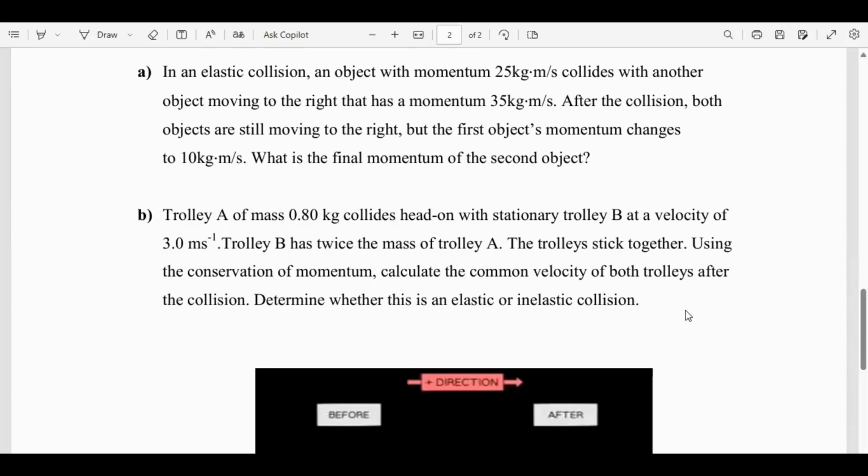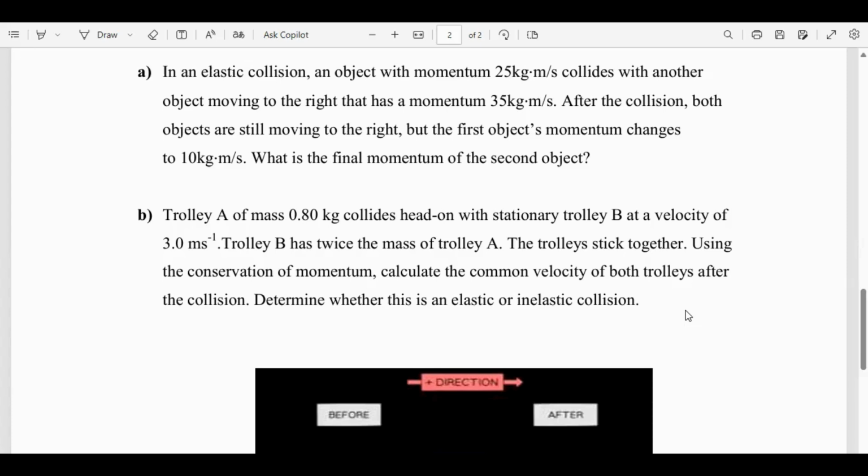Okay, so question 3 has two parts, parts A and B. Question A says: in an elastic collision, an object with momentum 25 kg·m/s collides with another object moving to the right that has momentum 35 kg·m/s. After the collision, both objects are still moving to the right, but the first object's momentum changes to 10 kg·m/s. What is the final momentum of the second object?